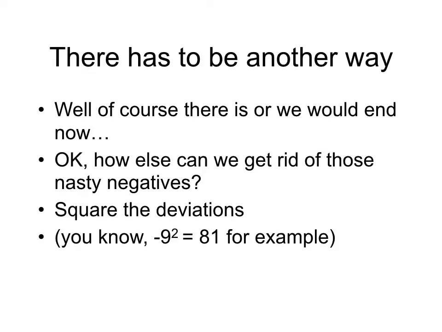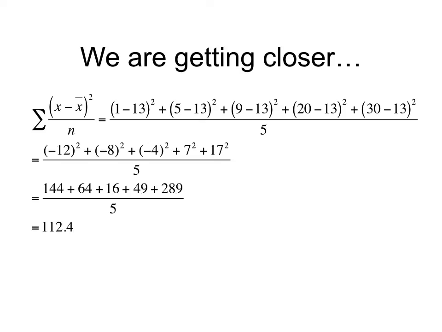Cool, so let's square them. Let us square the numbers. And on that day it was said, let us square the numbers. So that's what I did here. Okay. Negative 12 squared, 144. Negative 8 squared, 64. Negative 4 squared, 16. Positive 7 squared, 49. 17 squared, 289. Add them all up. Divide by 5, because n was 5. We get 112.4. Well, that's a number.